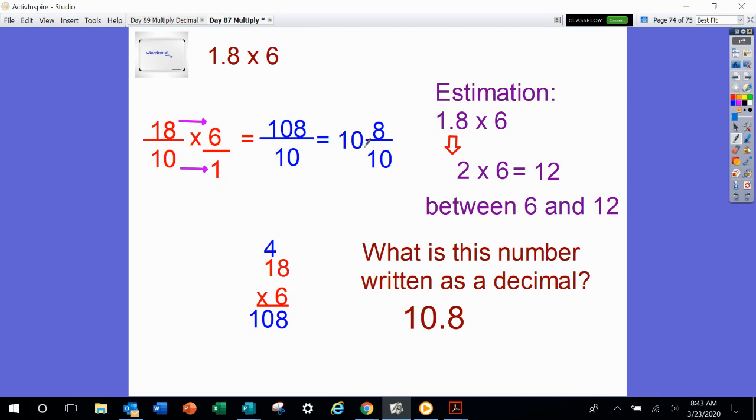I was able to make 10 whole groups of 10 from 108. 10 and 8 tenths is our answer. The number written as a decimal is 10 and 8 tenths.